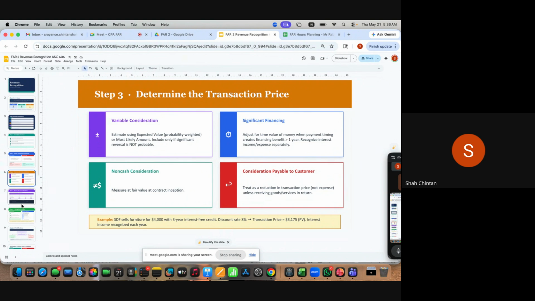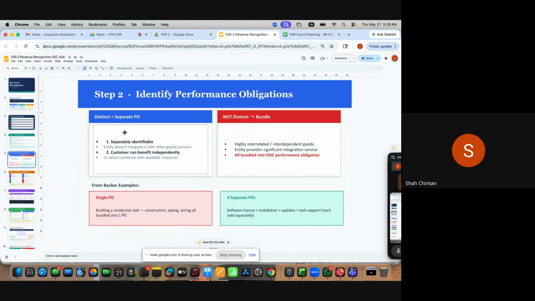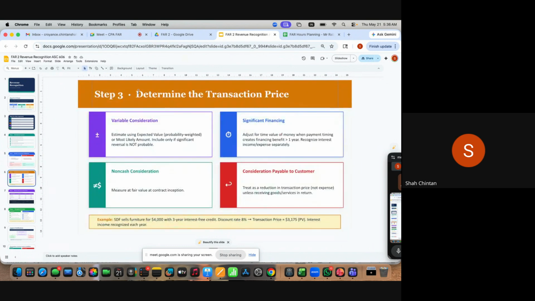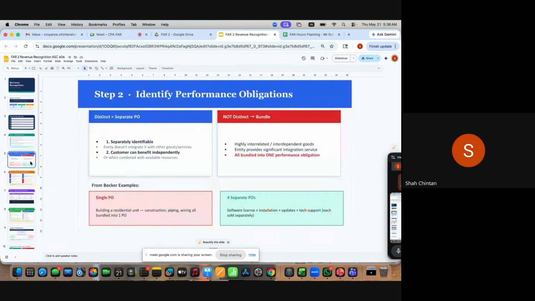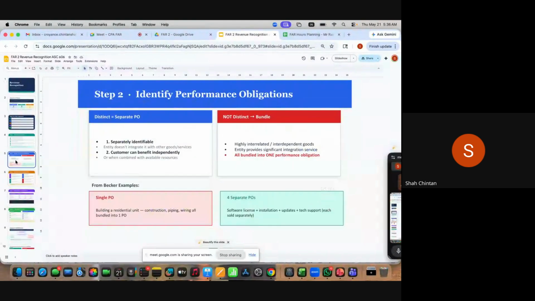Now we are going to move today to step number 4, which is the allocation of the transaction price. Why, again, is the sequence important? Because first of all, you need to identify step number 2, performance obligation. Assume you have 3 performance obligations. Now you have 1 contract value and 3 performance obligations. So you need to allocate the total contract value into the various performance obligations by using a certain methodology.